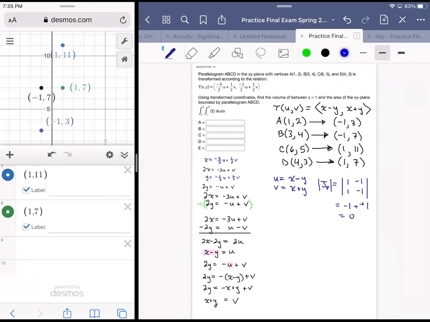But anyway, we would need to come up with an area model because that's what we're looking for. We have area, but transforming that to volume, we need to at least account for the area in the XY plane bounded by that parallelogram. So what we would do is write the equation of lines, all four lines that would pass through these coordinates.